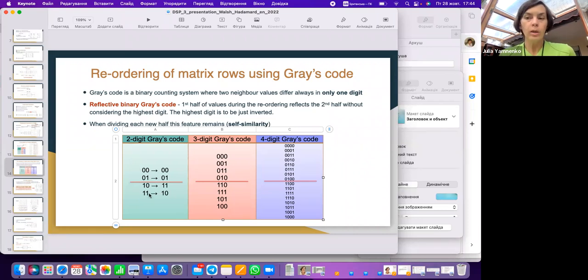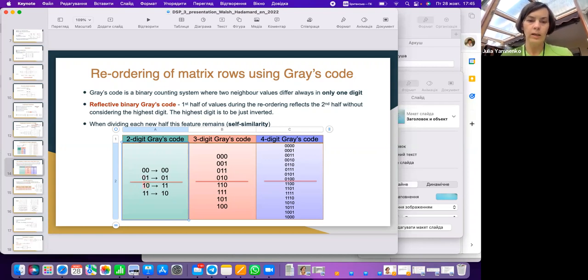But it could not be called Gray code because we know that the main feature of Gray code is a difference in only 1 digit for the neighbor values. And if you consider this value 0 1 here, and the next one, 1 0, we see that the difference is in 2 digits, in the lower and in the higher digits. So 0 becomes 1 and 1 becomes 0.